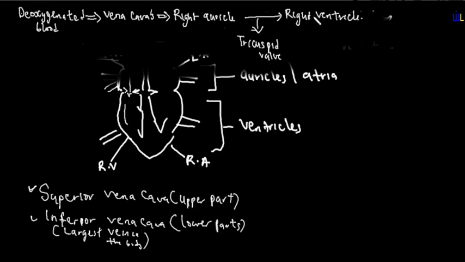Now, from the right ventricle, which is this lower part, it will contract and push blood into the pulmonary artery. This pulmonary artery will branch into left and right. So you could put left and right pulmonary artery. So from the ventricle, it pushes blood into the pulmonary artery, which branches into a left and right.